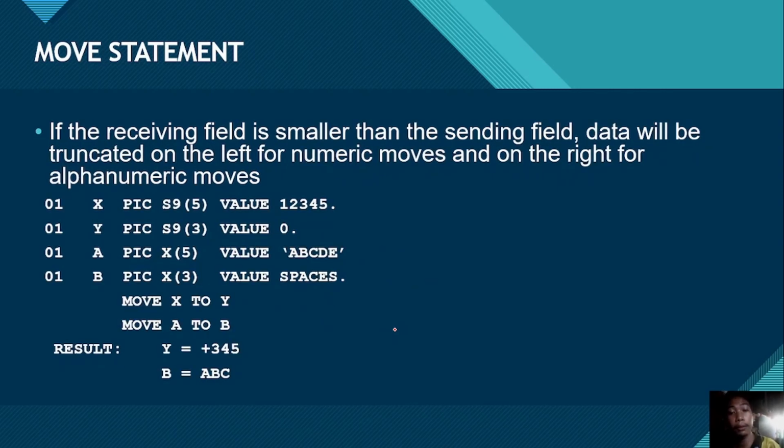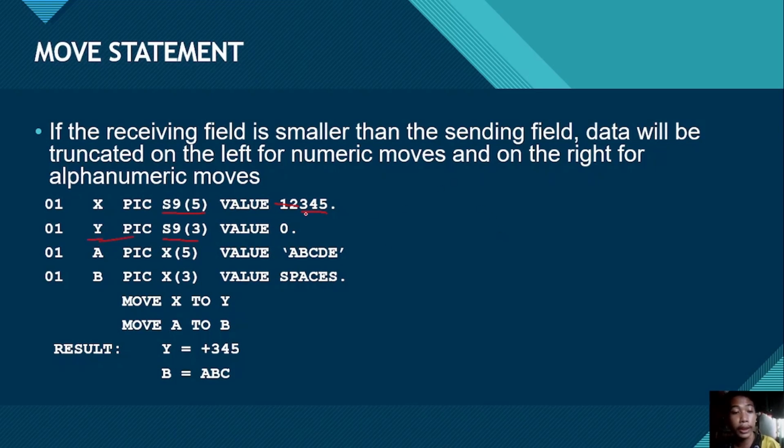If the receiving field is smaller than the sending field, the data will be truncated on the left for numeric and on the right for alphanumeric. Example for this, the sending has a 5, receiving has 3. What does it mean? That data will be truncated on the left. So the left value would be removed. 1, 2 would be removed, since we have 3 for the y. So positive 3, 4, 5 would be the value for y.